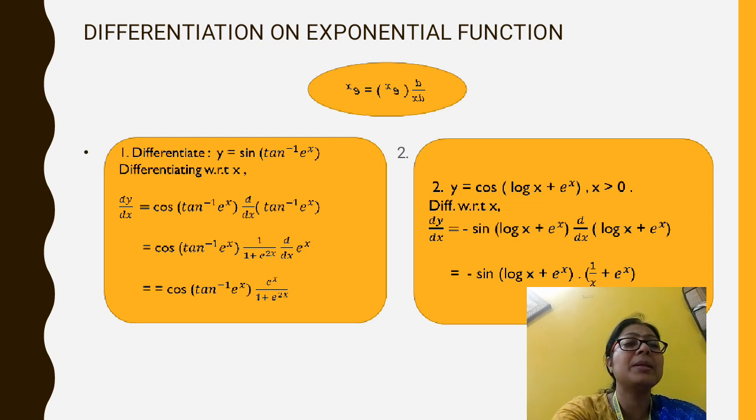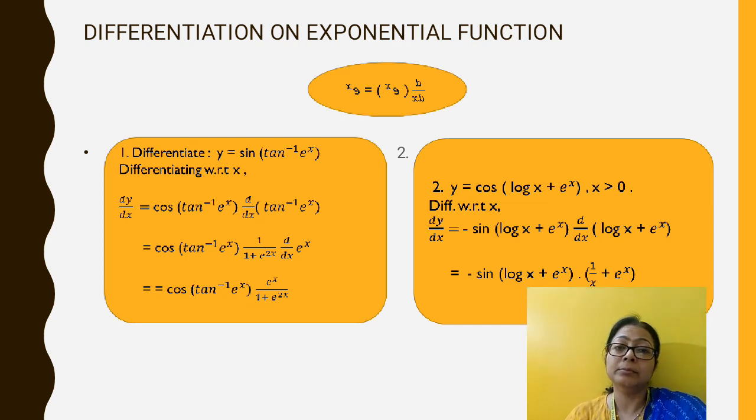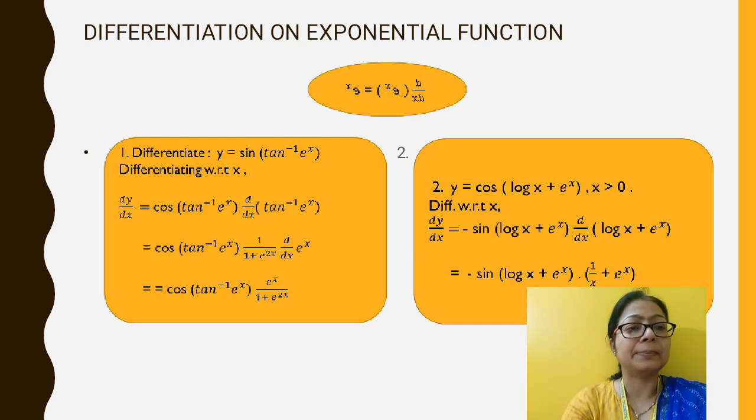e to the power x whole square means e to the power 2x. Since it is not simply x in place of tan inverse x, it is tan inverse e to the power x, so e to the power x, again derivative. The derivative of e to the power x is e to the power x only. So at the end the result is cos tan inverse e to the power x into e to the power x by 1 plus e to the power x whole square, or e to the power 2x.